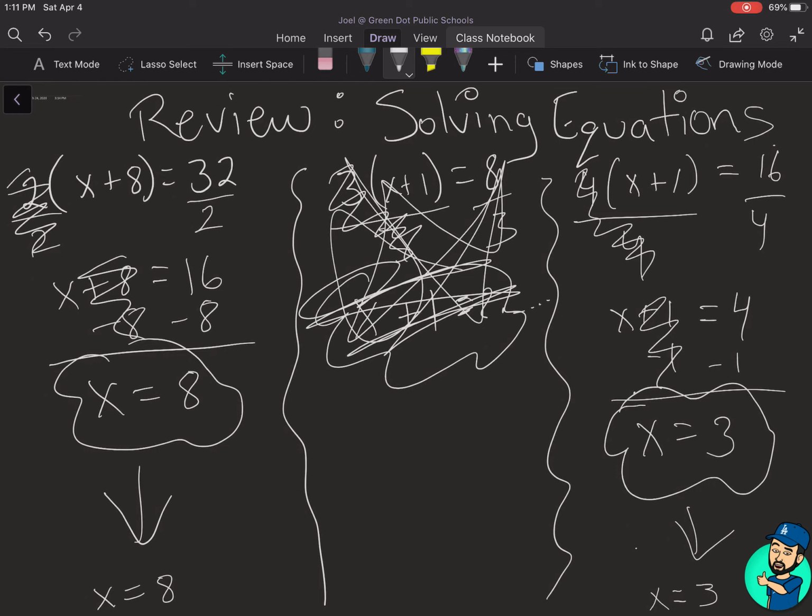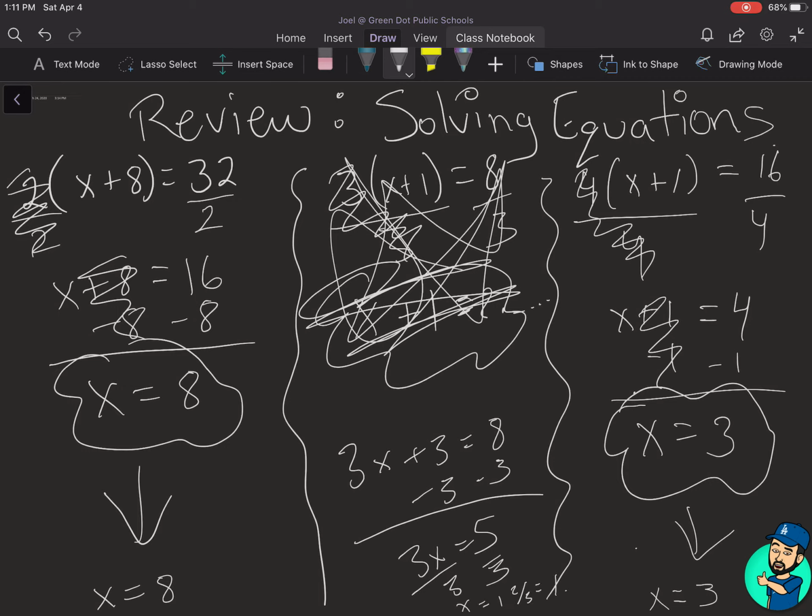It'll be best if you use distributive property. You will get 3x plus 3 equals 8. Subtract 3 to both sides. 3x equals 5. Then you divide it by 3, and you'll get x equals 1 2/3, which equals 1.66666, and so on. That'll be a lot easier.